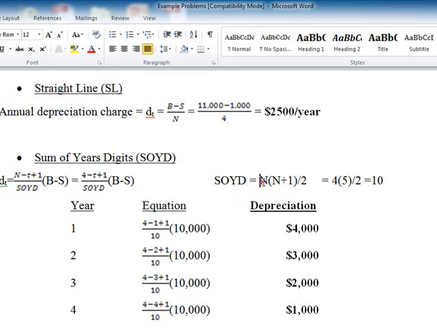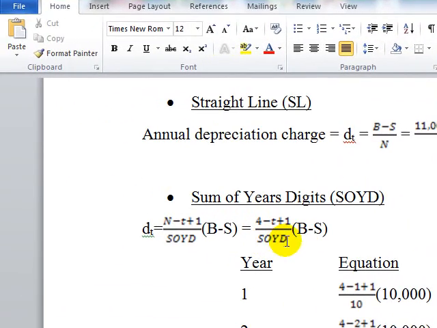is calculated by this formula, N multiplied by N plus 1 divided by 2. And these formulae are given in the book, so you can read more about them there. But it's so simple. N is the total number of years, so that is 4. N plus 1, which is 4 plus 1, is 5, multiplied: 4 times 5 is 20, divided by 2, right? So 20 divided by 2, 10. So that's the SYD. So we can put that 10 in this formula here.